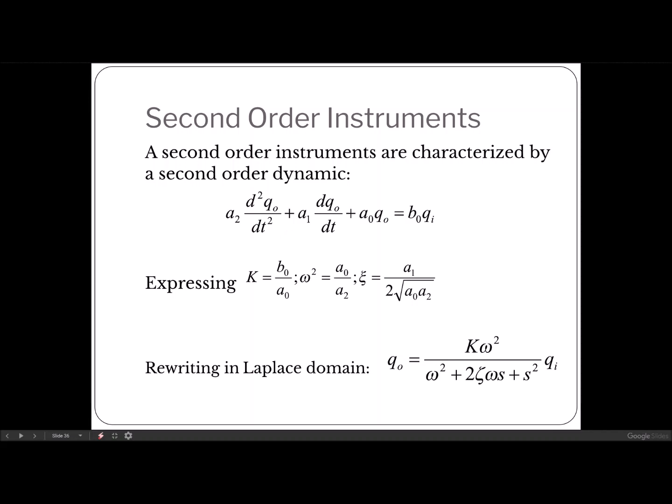So we have 4 parameters now. If I simplify this equation by introducing these 3 parameters, k, omega square, and eta here, then I can rewrite this differential equation in a new form. And then if I present it in the Laplace domain, it will be something like this. I leave it to you to derive this Laplace domain equation.